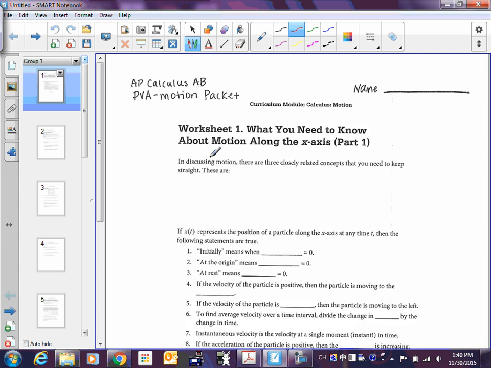Okay, so this PVA, otherwise known as motion, we call it that because the three main concepts start with P, V, and A. So what do you think P stands for? Position. Now, position is most often represented by x of t.